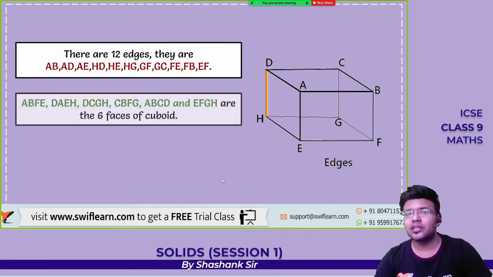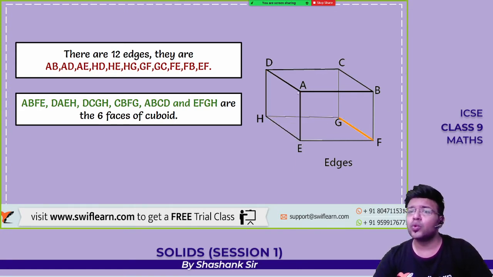Okay, so see this. There are 12 edges: AB, BC, CD, and DA. Similarly, 4 at the bottom and 4 vertical: AE, BF, CG, DH. So 4 plus 4 plus 4 is 12. Okay, and it has 6 faces.